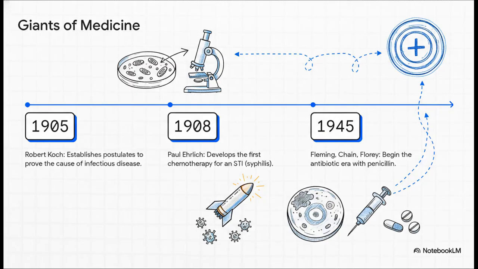Our ability to diagnose and cure Chancroid today stands on the shoulders of giants. Robert Koch taught us how to definitively link a microbe to a disease. Paul Ehrlich pioneered the very idea of a magic bullet to treat STIs. And of course, Alexander Fleming's discovery gave us the tools to actually cure them. Our simple single-dose treatment is the direct legacy of these Nobel Prize-winning breakthroughs.